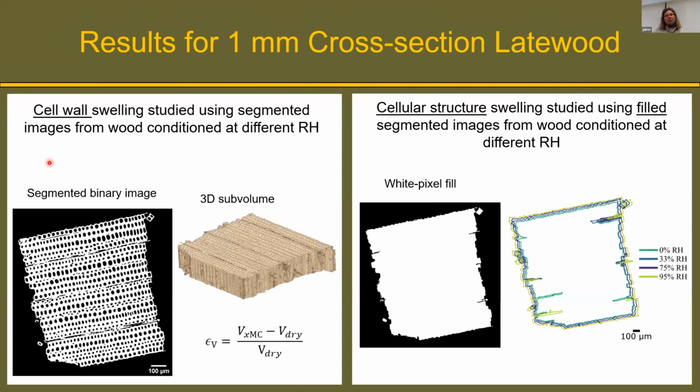So again, to study cell wall swelling, we took these segmented binary images along the entire stack, up and down a sample, and we're able to calculate the cell wall swelling by just summing up the pixels that correspond to the cell wall material. And then to measure the swelling in the cellular structure, we took those segmented binary images and did a white pixel fill. And then we took these volumes to be our cellular structure swelling.